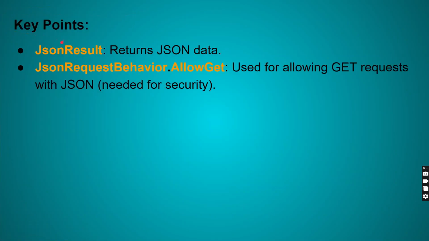Key points to remember: JsonResult returns JSON data. JsonRequestBehavior.AllowGet is used for allowing GET requests with JSON, and is needed for security only.